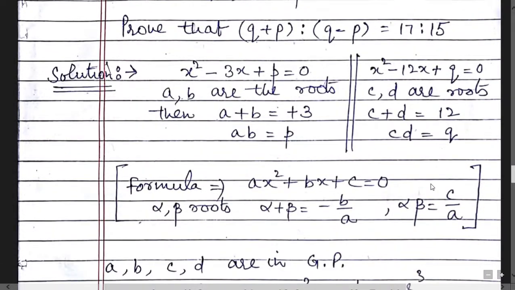Let us write the equation first of all. X square minus 3x plus p is equal to 0. A, B are the roots. It means A plus B is clearly equal to 3 and AB is equal to p. Similarly, C plus D is equal to 12 and CD is equal to q. Now, basically, this formula came from AX square plus BX plus C is equal to 0. If this is the general statement and alpha, beta are the roots of this equation, then you can write sum of the roots equal to minus B over A and product equal to C over A. This formula is from 10th class.